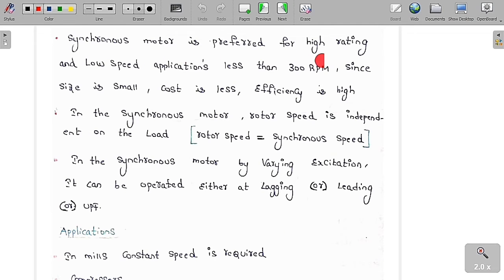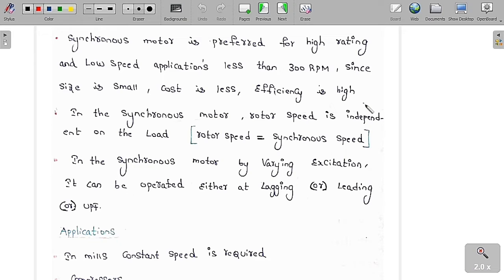Synchronous motor is preferred for high rating and low speed applications, less than 300 rpm. Since the size is small, the cost is also very less, but the efficiency is very high. So this synchronous motor is used only for low speed applications, but not for high speed. For high speed we go for the induction motor, and for low speed we go for the synchronous motor.